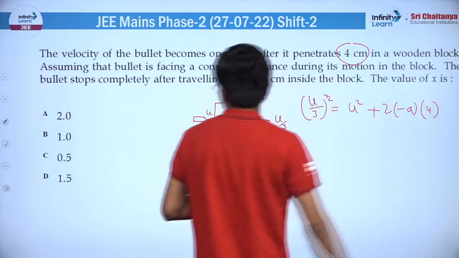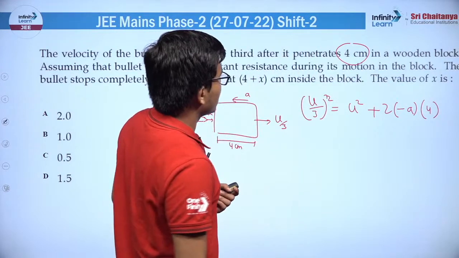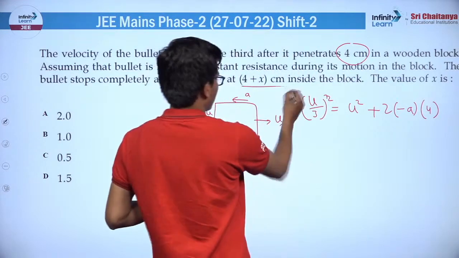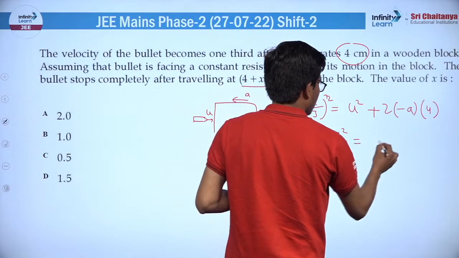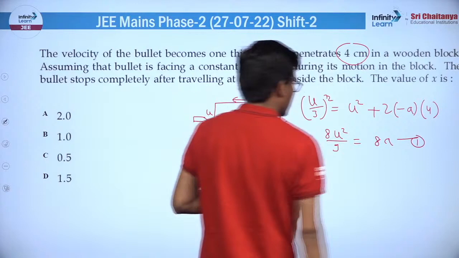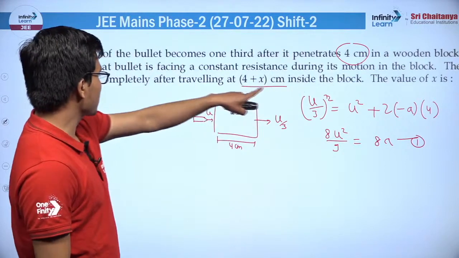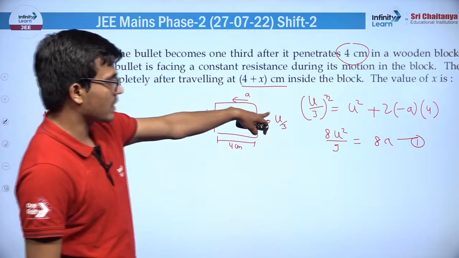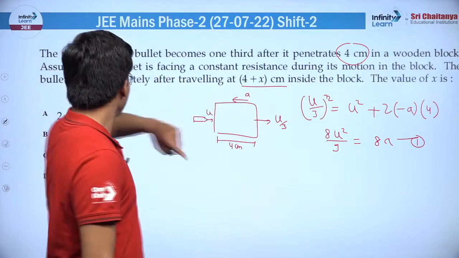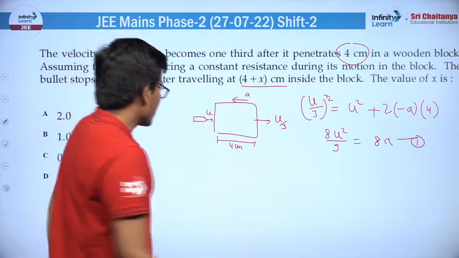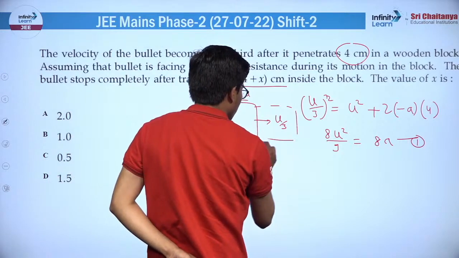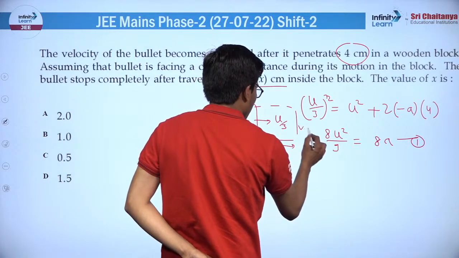Let us just keep it in centimeter because in the second case also we want it in centimeter. So it will be 8u² by 9 is equal to 8 into 8, that is my first equation. In the second part, it is saying that a constant resistance is there, that is why we have applied the equation of motion. The bullet stops completely after traveling 4 plus x. Means after this 4 centimeter, it will also travel x distance and speed will be 0.